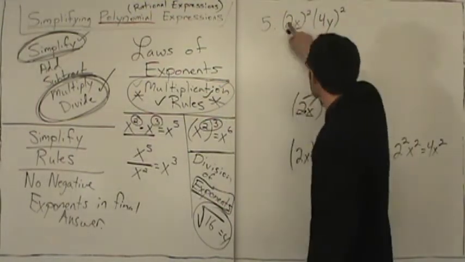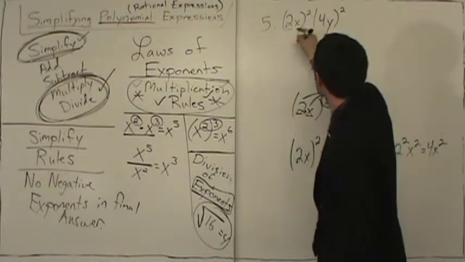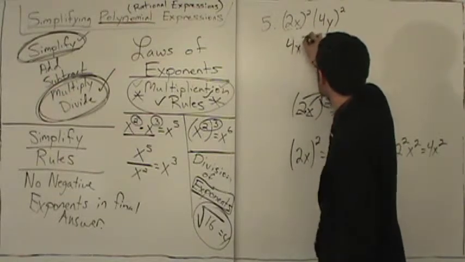So, question, do we square everything inside parentheses? Yes. Does the exponent affect the 2? Yes. Does the exponent affect the x? Yes. So we end up with what? 2 squared. Square the 2, we get what? 2 times 2 is 4. Square the x, we get x squared.